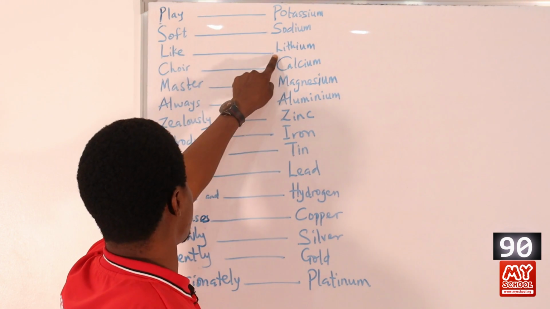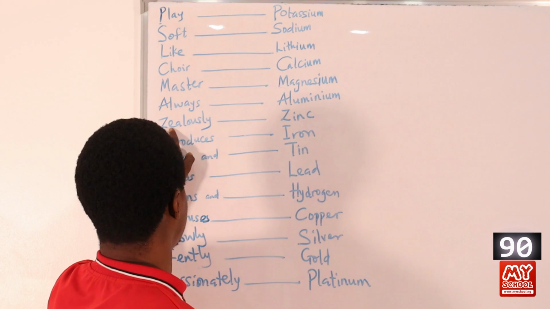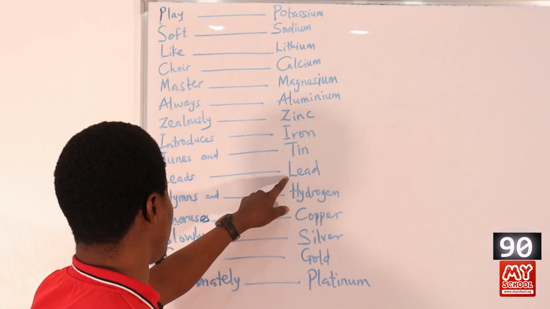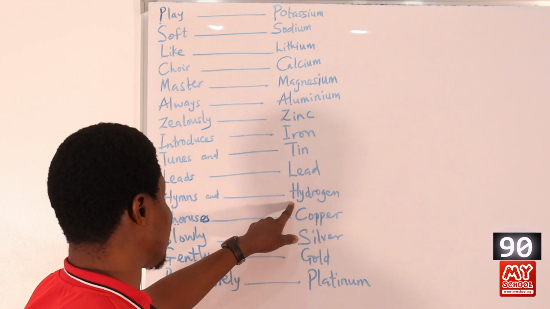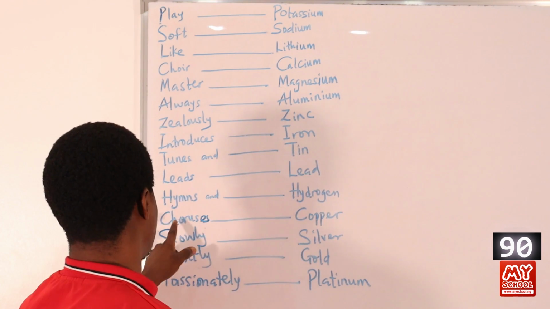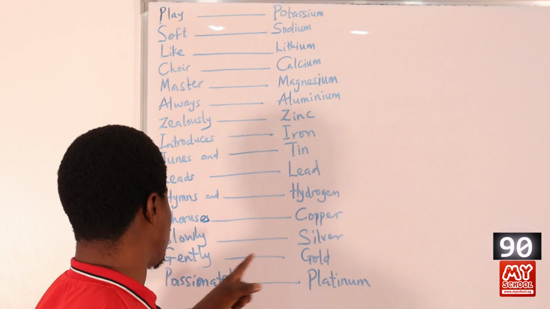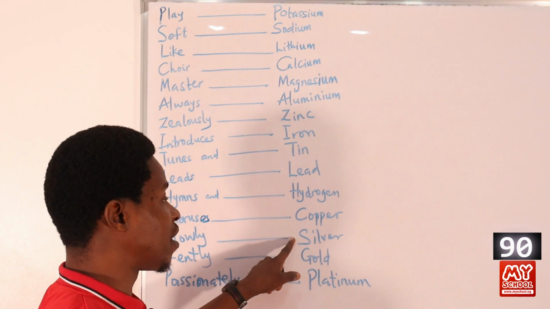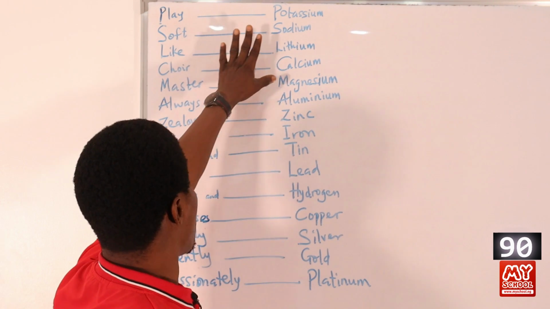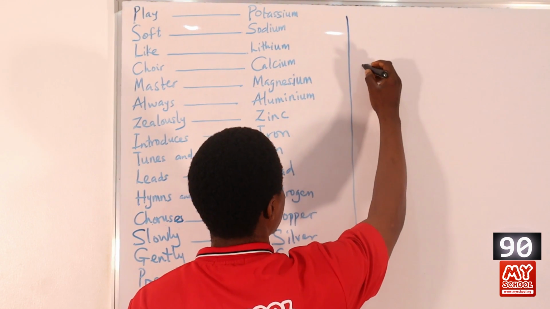So P is potassium, S is sodium, L is lithium, C is calcium, M is magnesium, A is aluminium, Z is zinc, I is iron, T is tin, L is your lead, then H is your hydrogen. Yes, hydrogen is not a metal, but we place it relative to other elements. Then C is copper, S is silver, G is gold, and P is platinum. Don't forget that silver and gold are what we call noble metals. We explained that in one of our previous lessons. Along this series, the level of reactivity is decreasing.